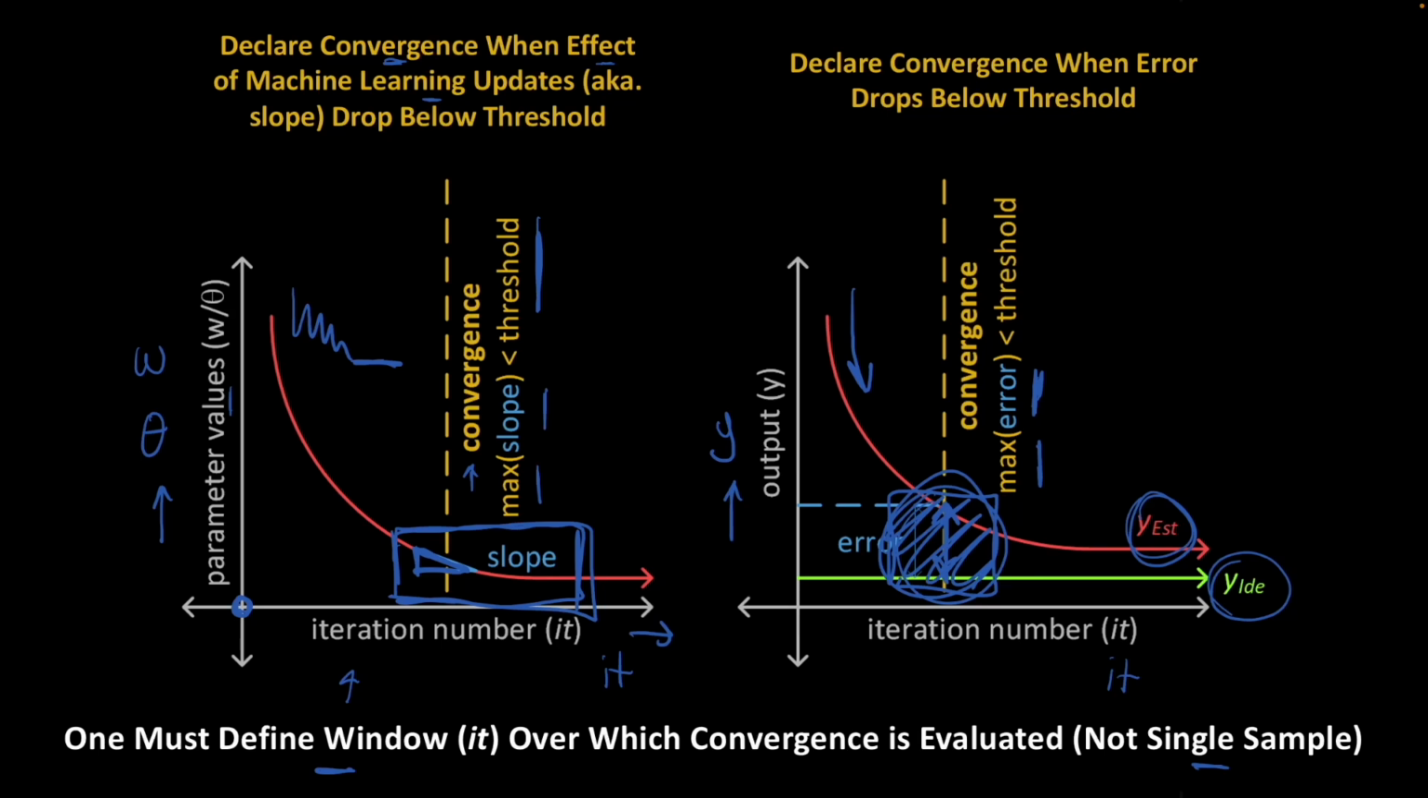So that's why it's so important to make sure we're looking at a window and not a single sample. So in summary, there's 2 main ways that we can define convergence. One is in terms of the output. What we can say is that when the difference between the estimated and the ideal value drops below a certain threshold for an extended number of iterations, that tells us that training is done. The other is to look at the effect of each iteration on the parameters themselves, and once that effect kind of levels out, we can say perhaps this training has progressed far enough.